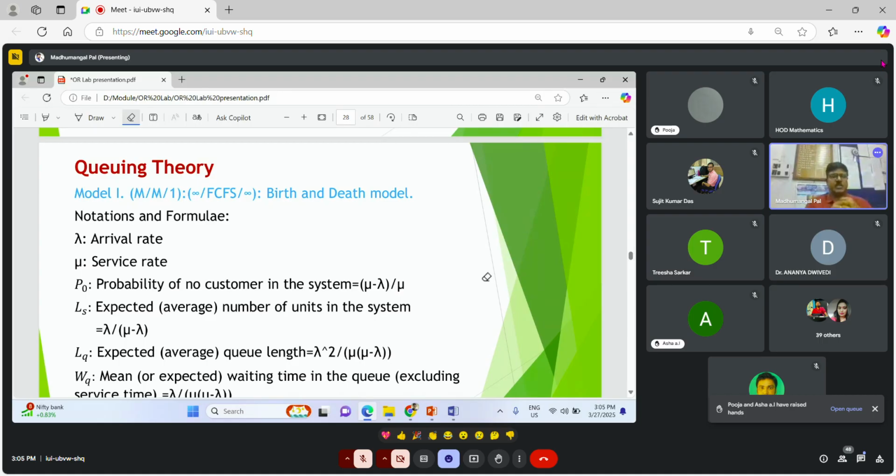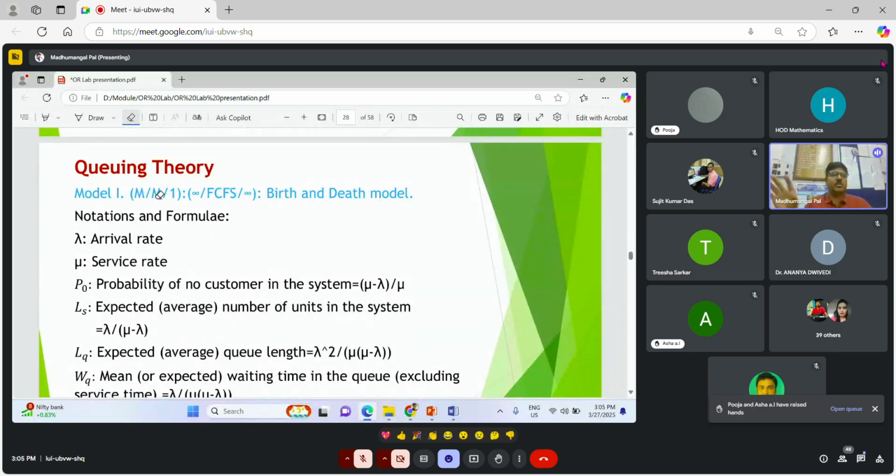Lambda is the arrival rate and mu is the service rate. Lambda and mu are the standard notation to represent the arrival rate and service rate. For any queue, any ticket counter, restaurant shop, or any kind of queue, there should be two basic parameters: arrival rate and service rate. And sometimes we have to determine the probability of no customer in the system. If the system does not have any customer, then there is no waiting time for the users.